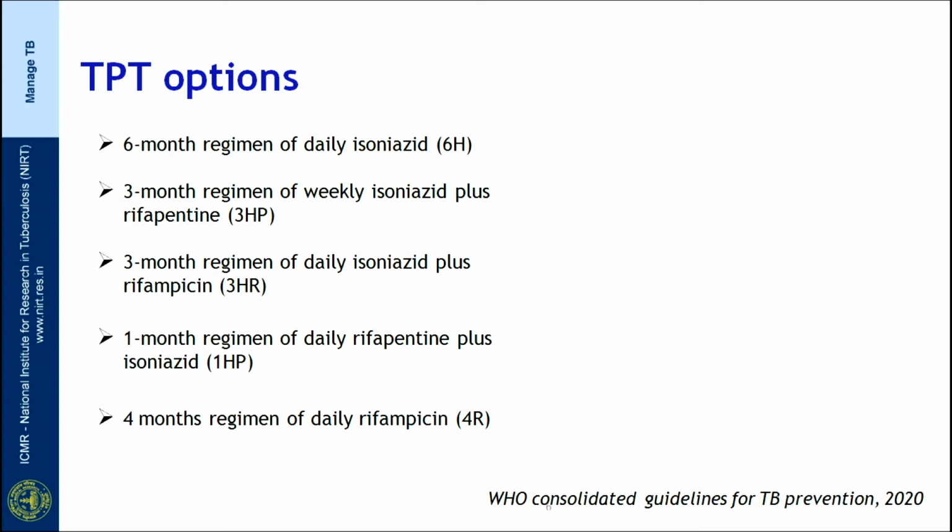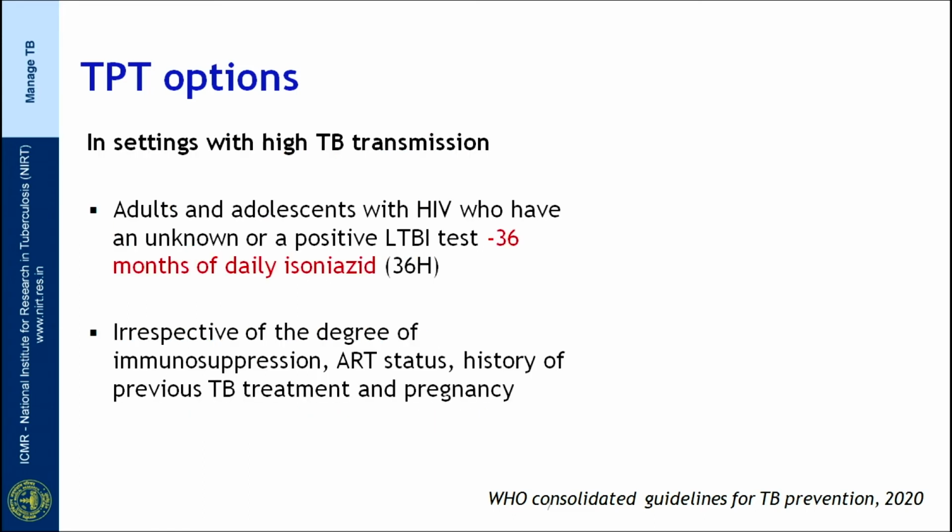Now, of these, the first two options are the most popular, that is the 6H regimen and the 3HP regimen. In settings with high TB transmission, there is one more regimen that is recommended for people with HIV. Adults and adolescents with HIV who have an unknown or a positive TB infection test, who are living in settings with high TB transmission, are eligible for 36 months of isoniazid therapy, that is 36H, irrespective of the degree of immunosuppression, ART status, history of previous TB treatment and pregnancy. So, these 5 plus this one additional are the TPT options that are available.